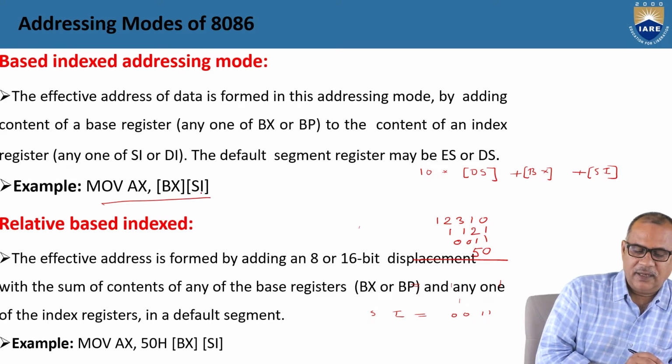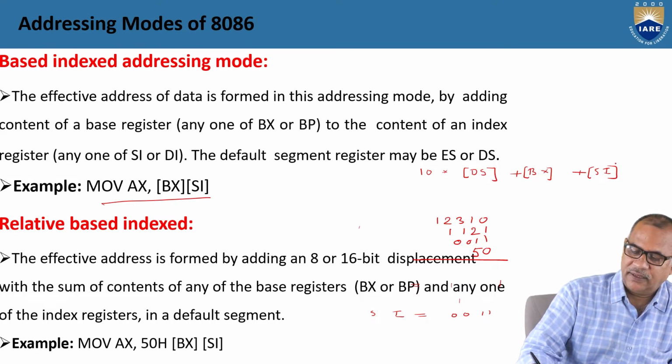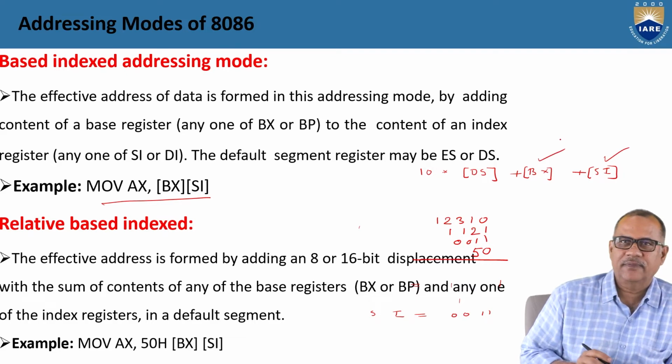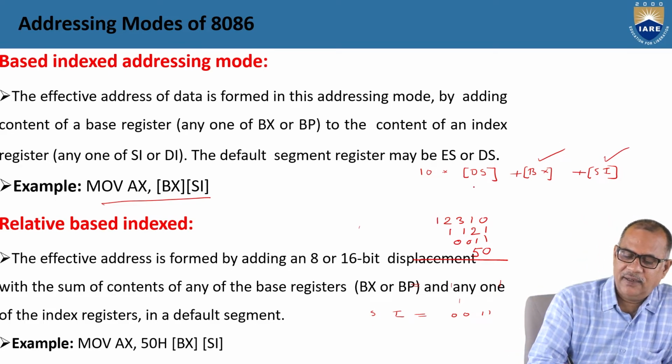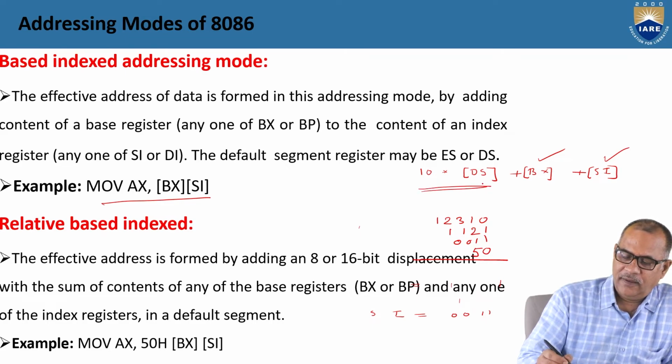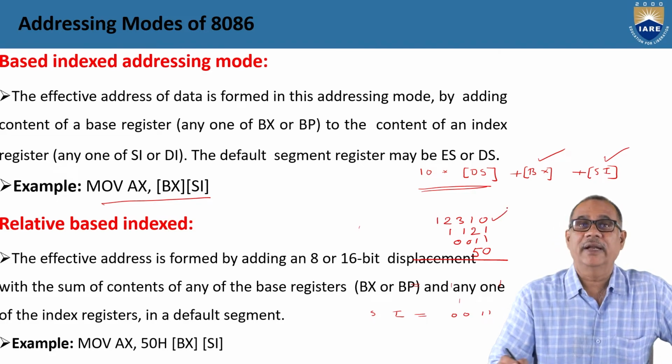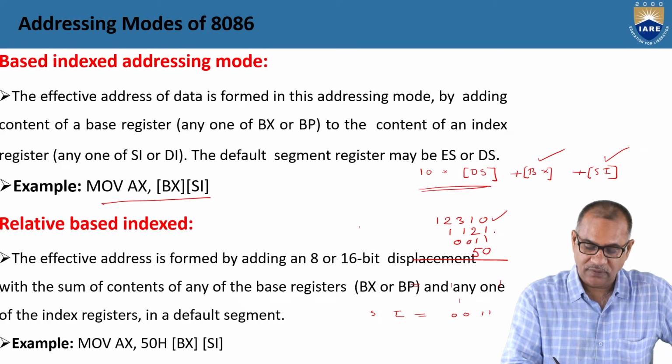Here is how the effective address is calculated: you take the contents of SI, the source index register, you take the contents of BX, and to that you add 10H times the DS register. That is why I am putting multiplied by 10. Then the total physical address is calculated, and the data transfer is done accordingly. Suppose the contents of DS is 1312, so 10 is added. Let us say the contents of BX is 1121, and the contents of SI is 0011.